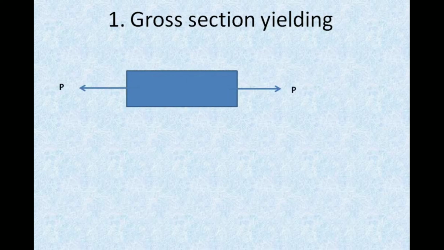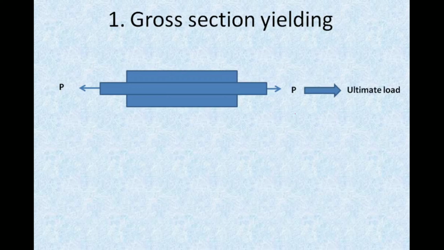Now we will talk about the failures in tension members. What are the different types of failures in tension members? The first type is gross section yielding. Suppose this is a tension member. As I told you earlier, there will be a pull on both sides, and therefore this bar will get deformed. Here you can see the figure which has got deformed. This will go on deforming till it reaches the ultimate load.